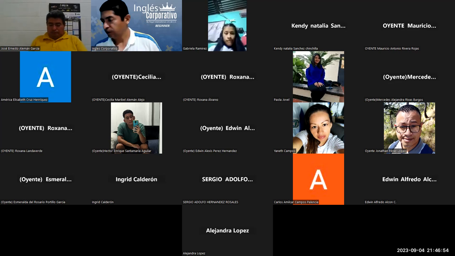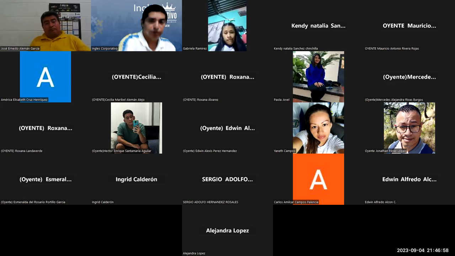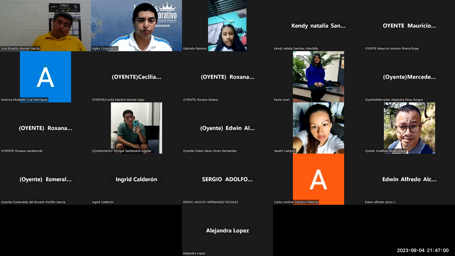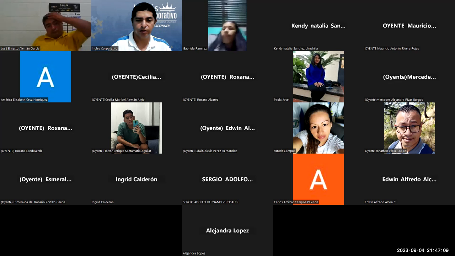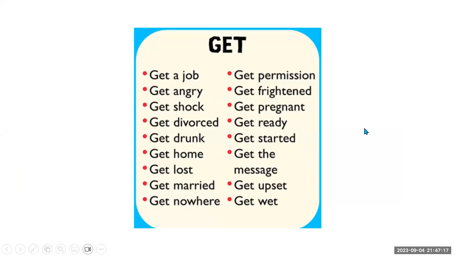Okay, let me see. Because of the time that I got here, I need to talk about get and also about go. That is the main point that we got here. Okay, hold on a second. Let me show you this, and later on we can continue talking about the map. Okay, I need to give some ideas about this. For example, how can we use get?